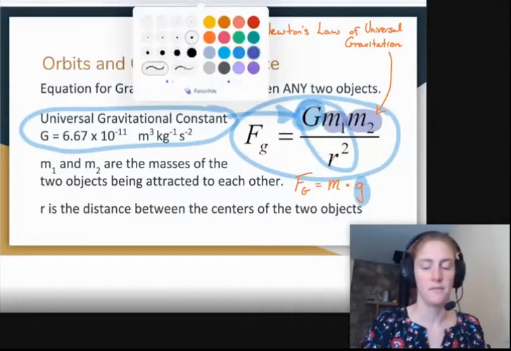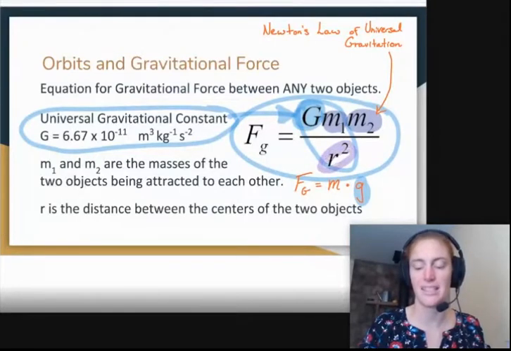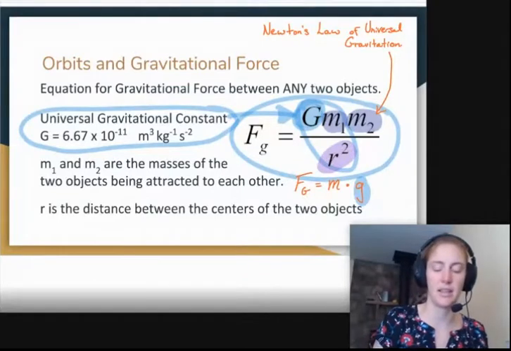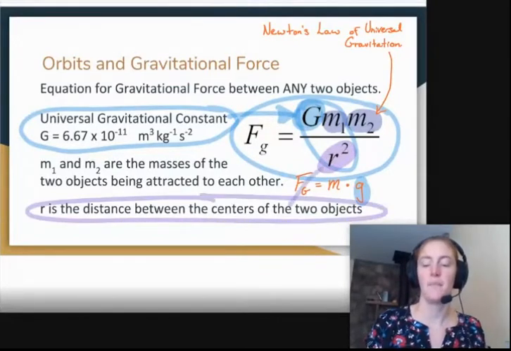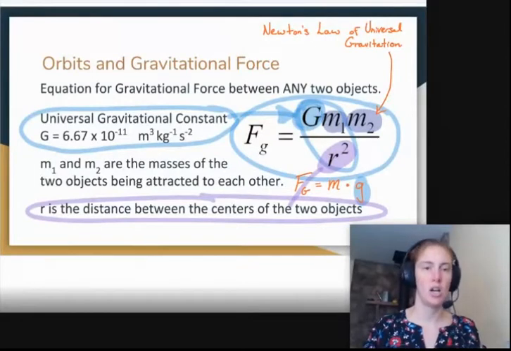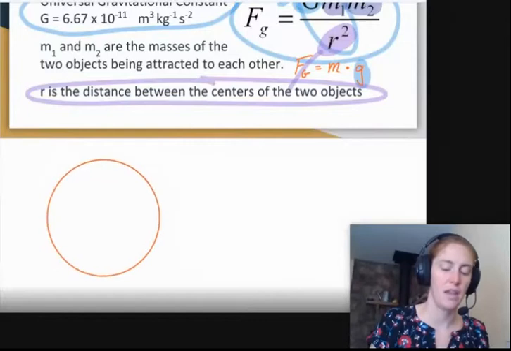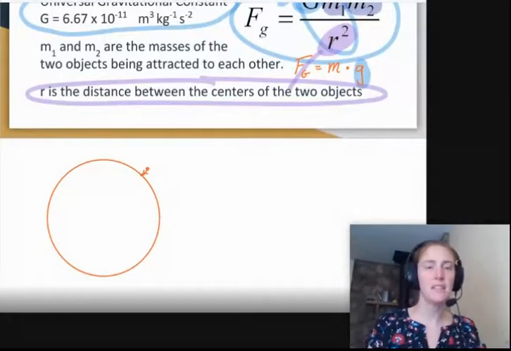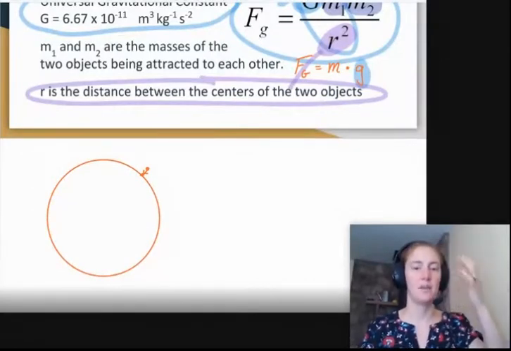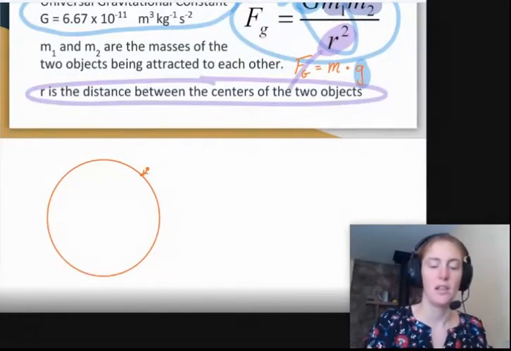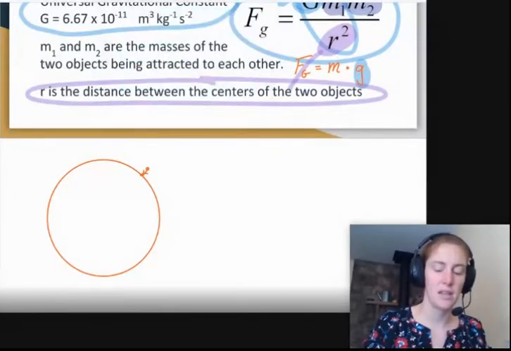And this r squared is the distance from the center of one object to the center of the other. And it's weird at first that this is r, but it actually makes sense, because if I'm talking about here's the Earth, and here I am standing on the Earth, and relatively speaking, I'm even smaller than that. I am not that big compared to how big the Earth is. So if I want to measure from the center of me to the center of the Earth, that's basically the same as the radius of the Earth.